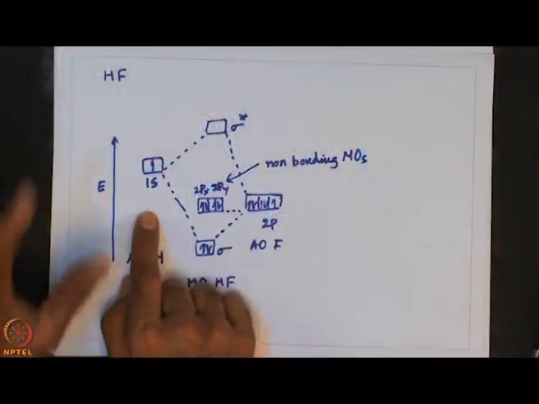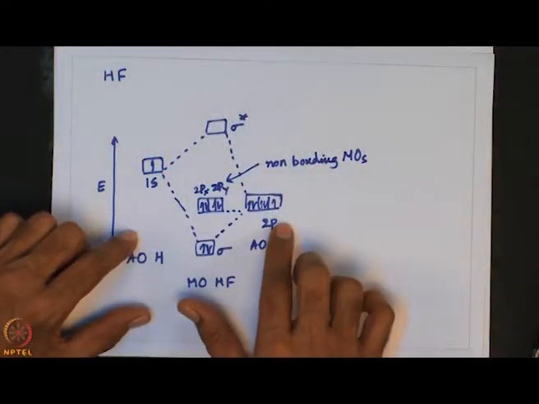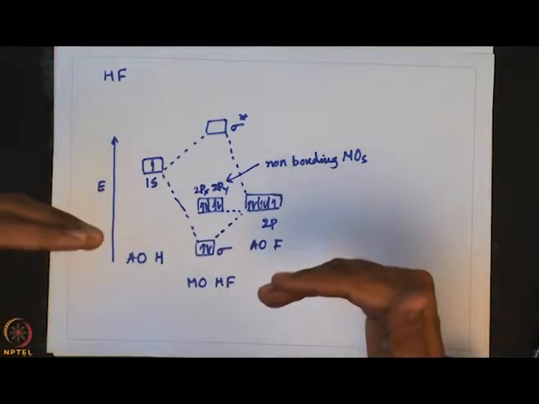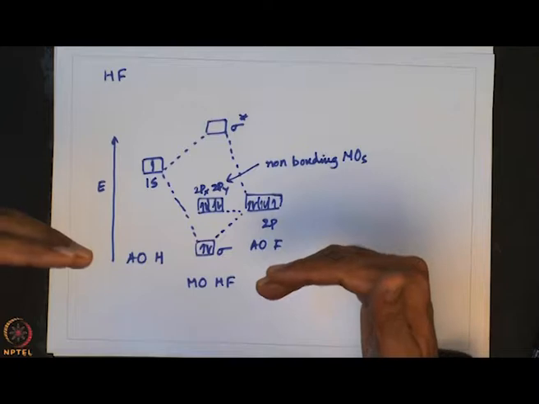Here one should remember the electronegativity of 1s is remarkably less compared to the electronegativity of 2p. They have much lower energy, so when you are writing you should write in this fashion. Always the most electronegative elements have lower energy for the corresponding atomic orbitals, and we have a situation something like this.